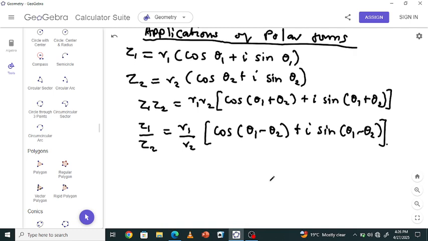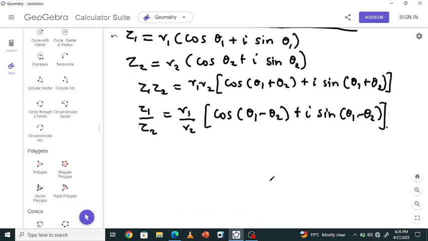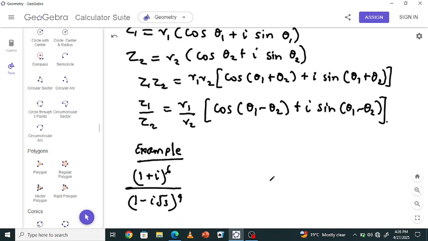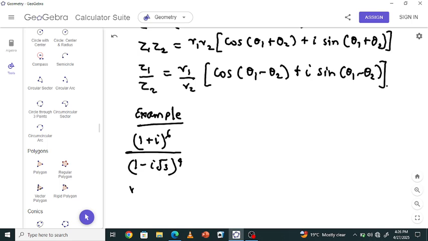We have a simple example here. We are going to solve the division part. We are given 1 plus i raised to power 6, divided by 1 minus i root 3 raised to power 4. As you see here, you cannot rationalize because the power is quite different. Now our first step is to identify our z1. Our z1 is 1 plus i.